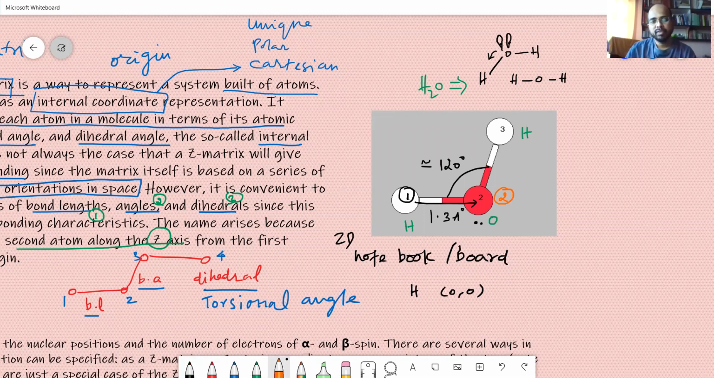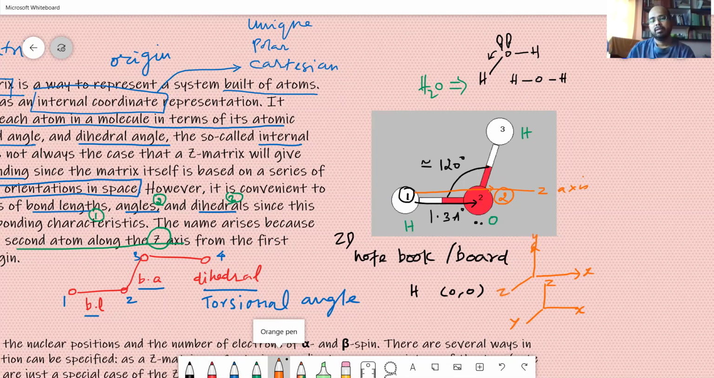To describe the second atom from the first atom, you are taking the z-axis. Remember I told you about the x and z-axis. In most non-Indian systems, the Z-axis is taken like this, the X-axis is taken like this, and the Y-axis like this. Sometimes X and Z are taken like this, and Y is given like this. But in our Indian system, we use X, Y, and Z like this.